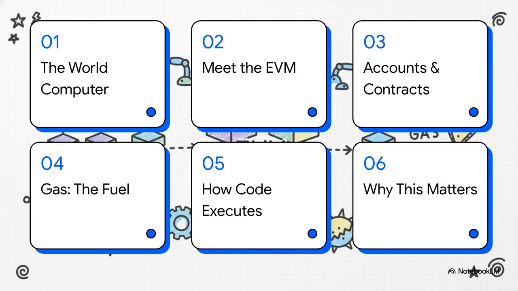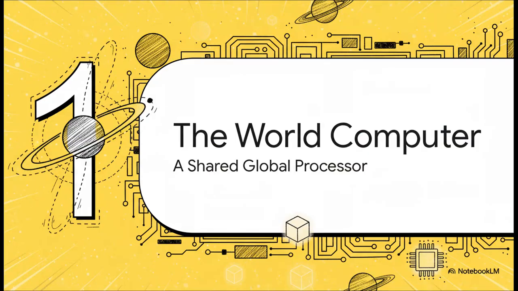So here's how we're going to break this all down. We'll start with the huge idea of the world computer. Then we'll properly meet the EVM itself. We'll look at its main building blocks, accounts and contracts, and then talk about the gas that fuels the whole system. After that, we'll take a peek at how it actually executes code, and we'll wrap up with why any of this really matters.